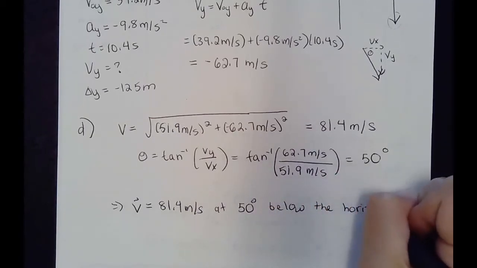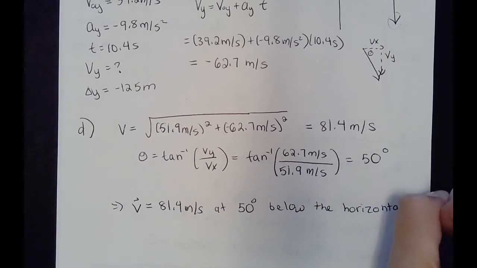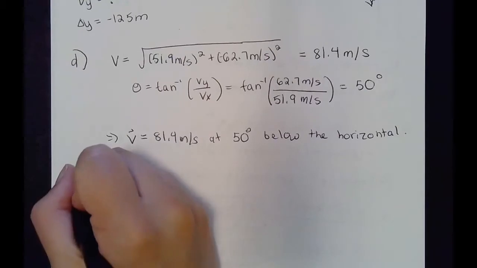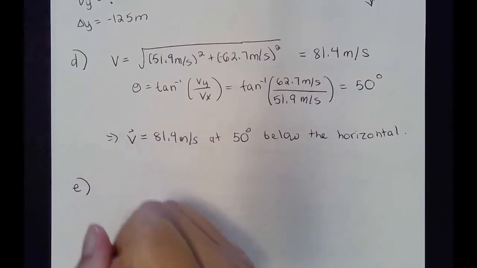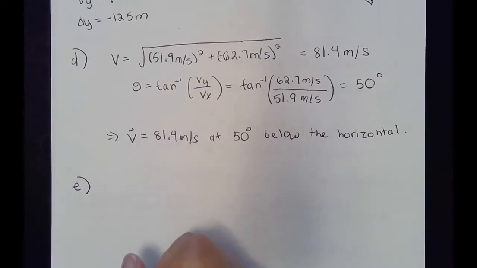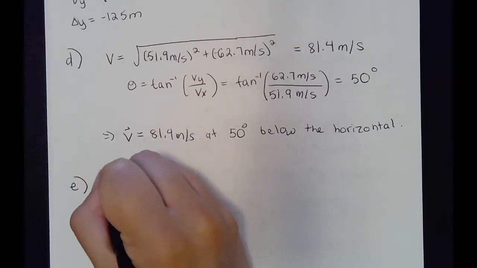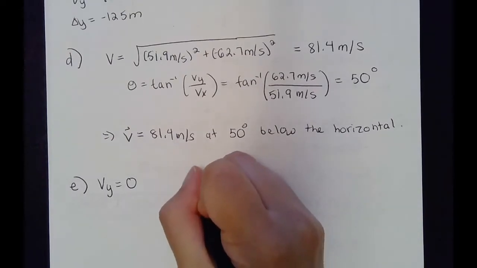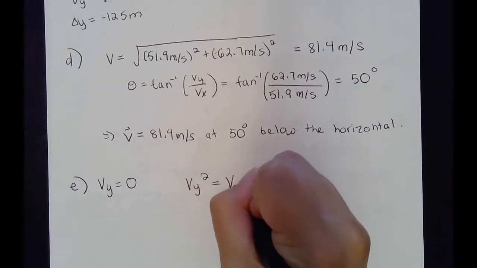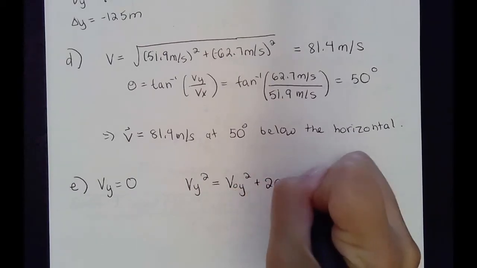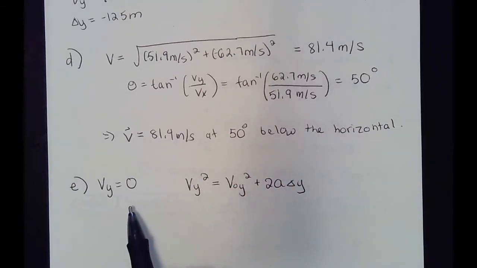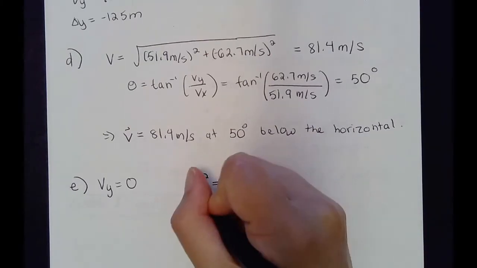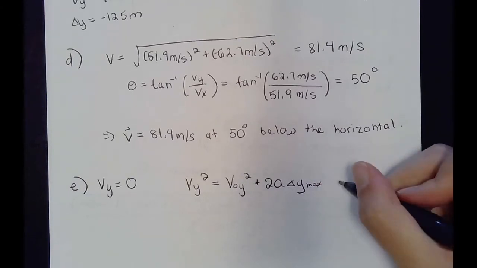Note that this is 50 degrees towards the downwards direction, so we don't want to use north, south, east, and west in that case. Okay, and then the last part is what is the maximum height of the projectile above the cliff? So at its maximum height, remember that Vy equals 0. So we can use the equation without time, Vy squared equals V naught y squared plus 2a delta y. This is a vertical quantity, so of course we're using our vertical information and then solving for delta y. And that's the maximum height, it's not the overall displacement.